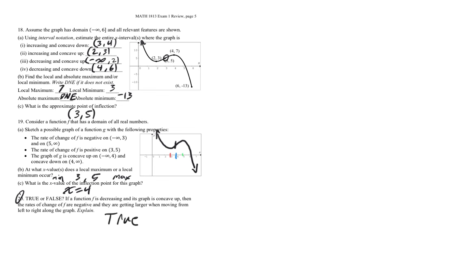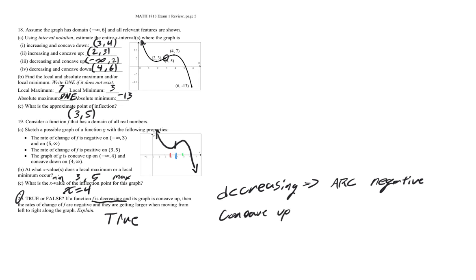And the reason is, if the function is decreasing, then that means that our average rates of change will be negative. However, if we have concave up, this means that our rates of change are increasing. Therefore, we'd expect them to be getting larger.